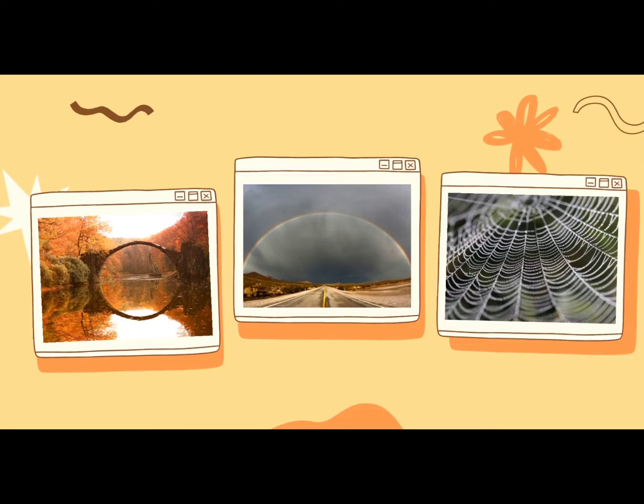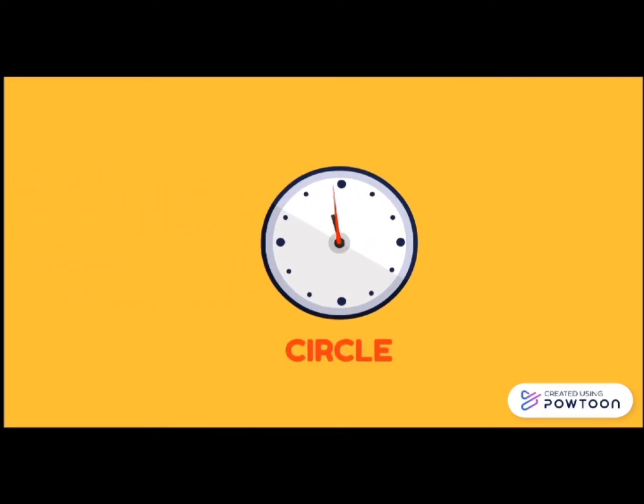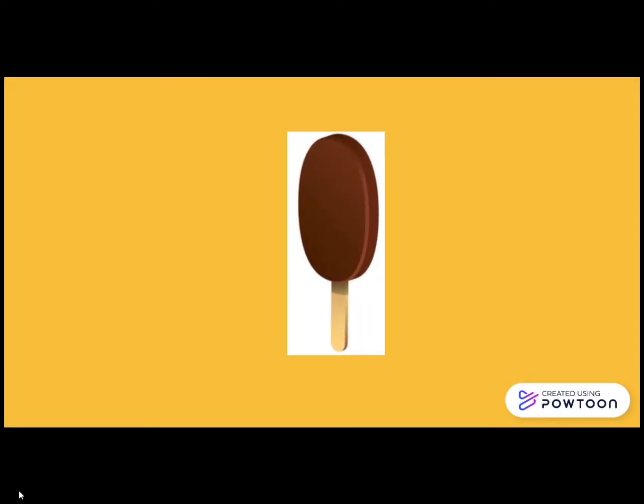You should have noticed that there are various kinds of shapes or bends occurring in nature. See if you can identify some of these. Can you tell me which shape is this? This is a circle. Can you tell me what the shape of the ice cream is? Is it a circle? No, right? It is similar to a circle, but it is elongated towards the side. It's an ellipse.